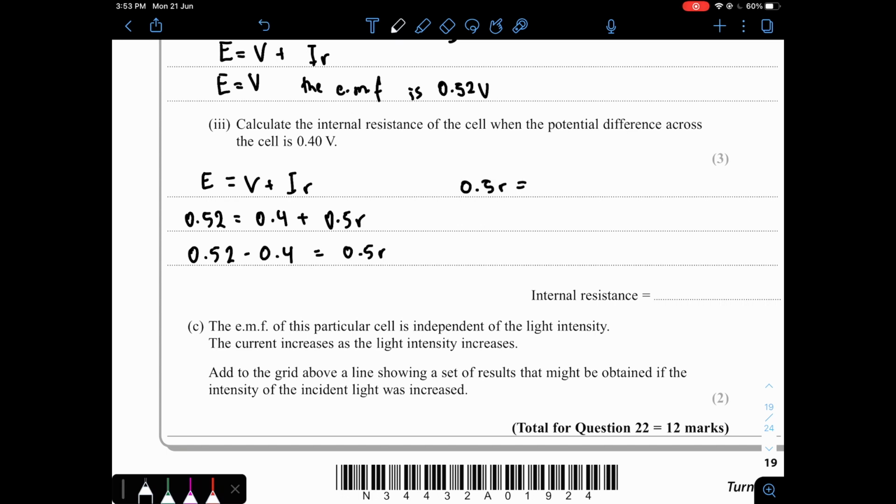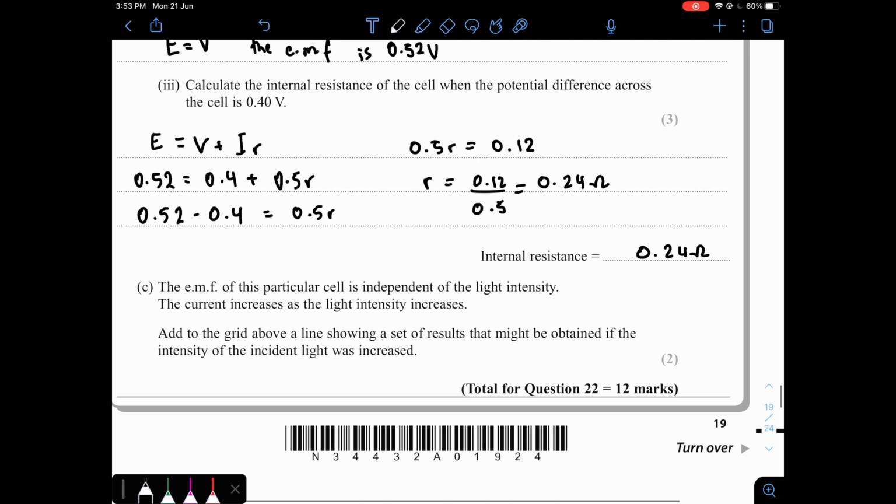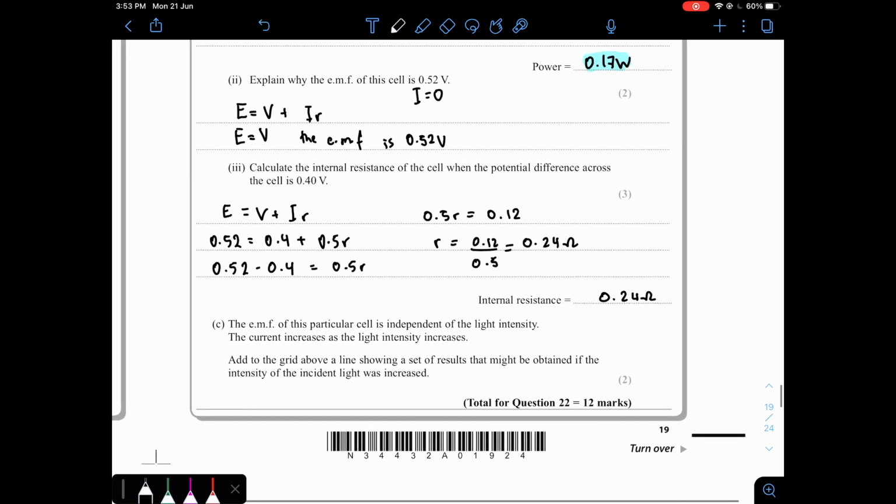0.5 R equals 0.12. So R equals 0.12 divided by 0.5. So we get 0.24 ohms. That is the internal resistance for this question. So this one over here, the answer is this. The answer for this is to show this is the equation, and because I is 0, we get E equals V.